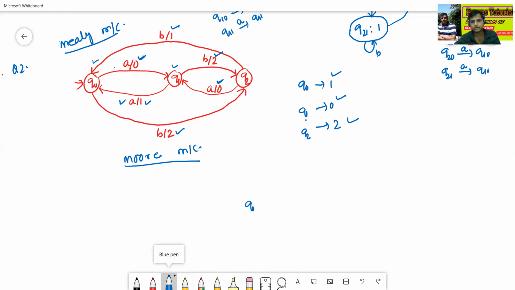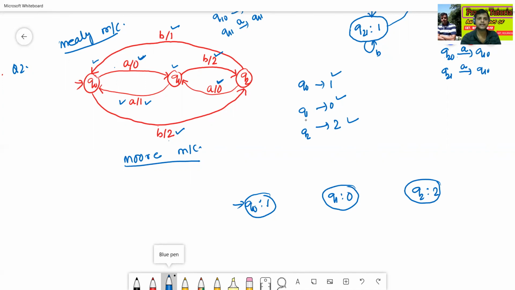This is Q0, but its output is 1. Q1, its output is 0. Q2, its output is 2.